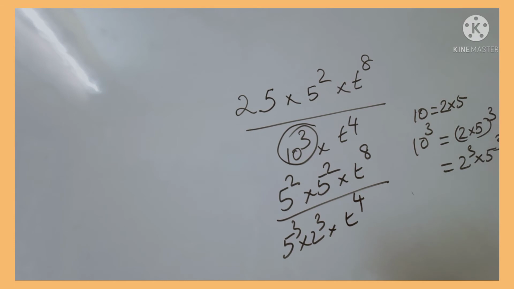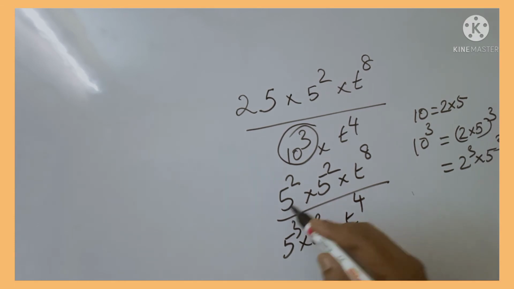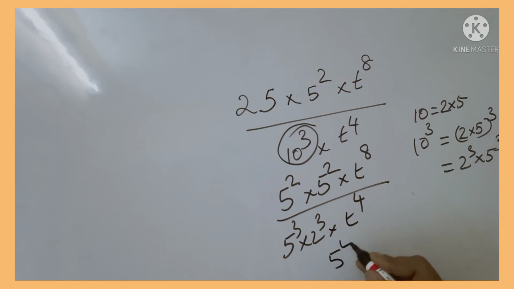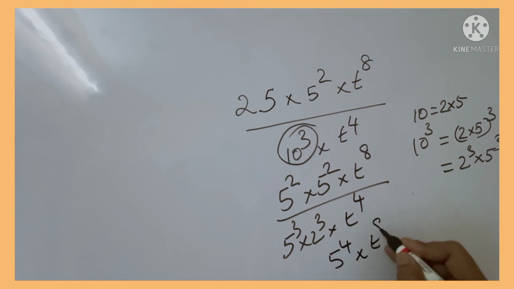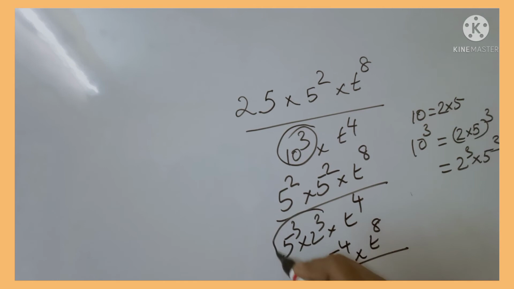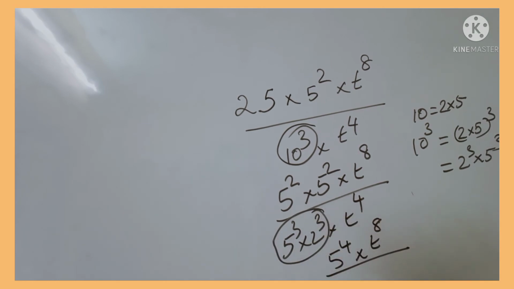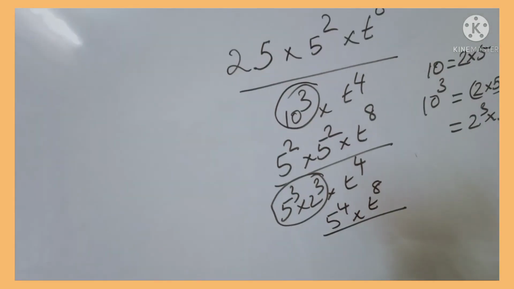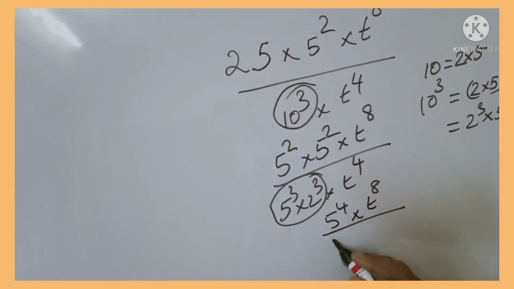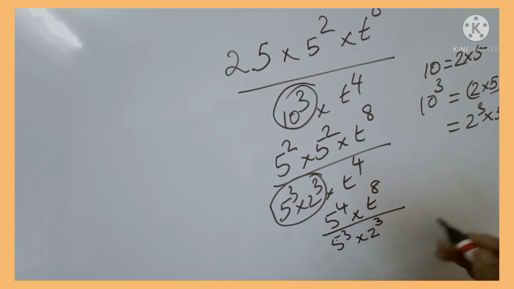So here we can write 5 square into 5 square as 5 raised to 4, into t raised to 8 by 5 raised to 3 into 2 raised to 3. 5 raised to 3 into 2 raised to 3, what is it? 5 raised to 3 into 2 raised to 3. No need to multiply it. Into t raised to 4.